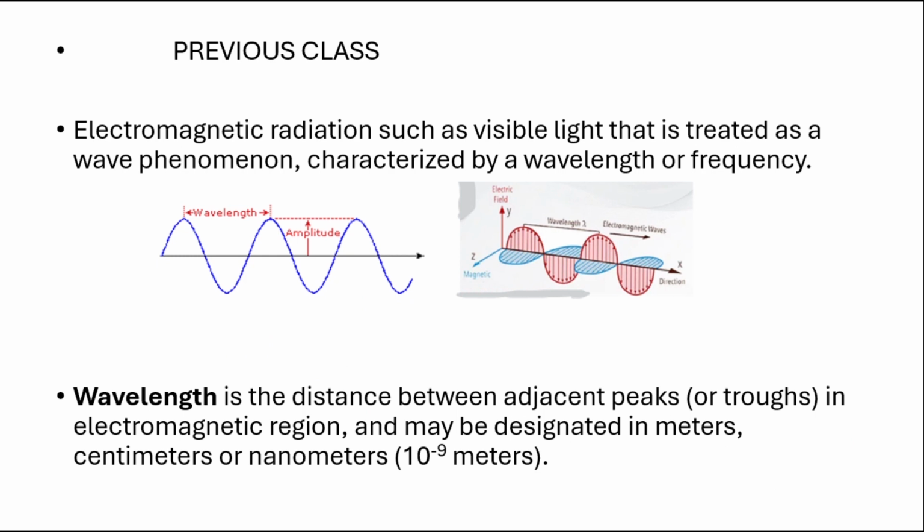So, in the previous class, we discussed electromagnetic radiation, such as visible light, that is treated as a wave phenomenon characterized by wavelength or frequency. We also discussed wavelength as the distance between adjacent peak or trough in the electromagnetic region, and may be designated in meter, centimeter, nanometer, or micrometer.